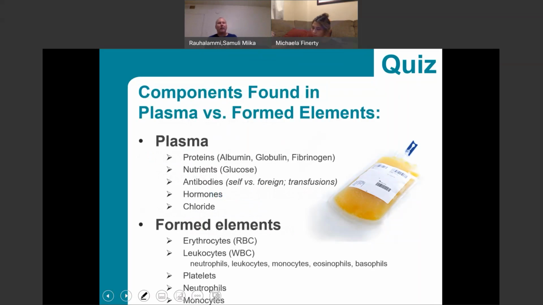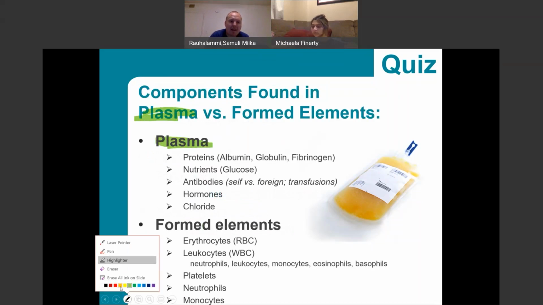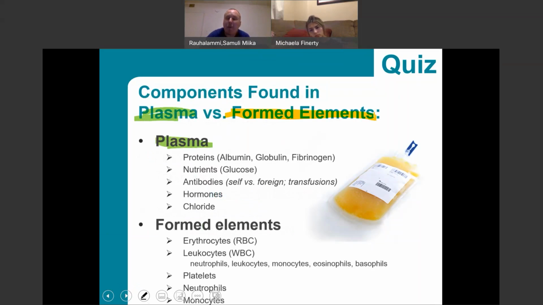There were 2 others that I wanted to kind of highlight. On the quiz, there is a question where you compare plasma against formed elements. And you remember that the formed elements were all the cells within the blood. So that was the red blood cells, white blood cells, and platelets. You will be given a list of all of these things that you see on the screen and asked, would they be found either in plasma or in the formed elements of the blood?